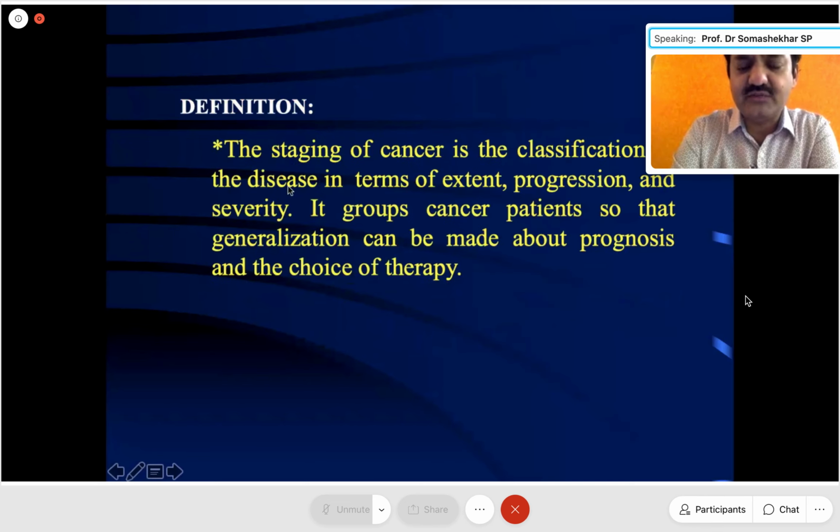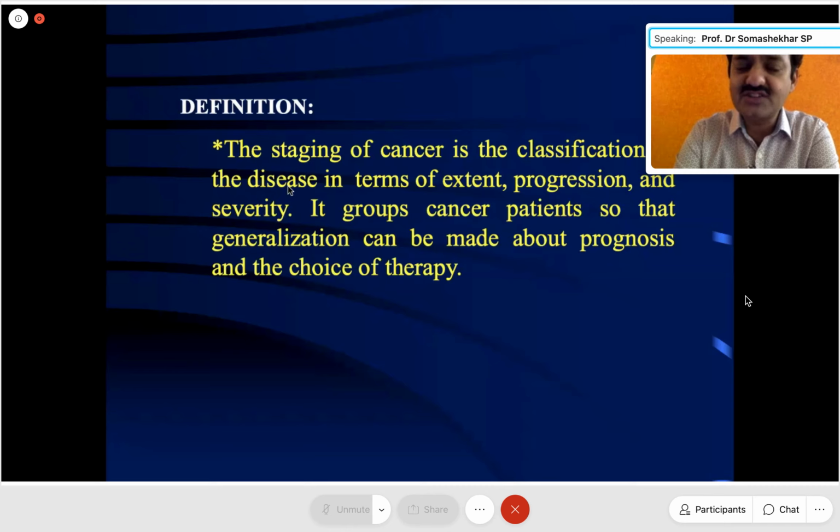So what is the definition? The staging of cancer is a classification of the disease in terms of extent, progression, severity. Why extent? T1, T2, T3, T4, bigger size. Progression: node positive, node negative. M1, systemic metastasis, or non-metastasis. M1A, non-regional lymph nodes. Like, you have a lower esophageal cancer, there is a supraclavicular node, M1A, stage 4. You have a cervical squamous cell carcinoma of the esophagus, there is a celiac node in that patient, it is M1A, non-regional node, stage 4. So it shows progression.